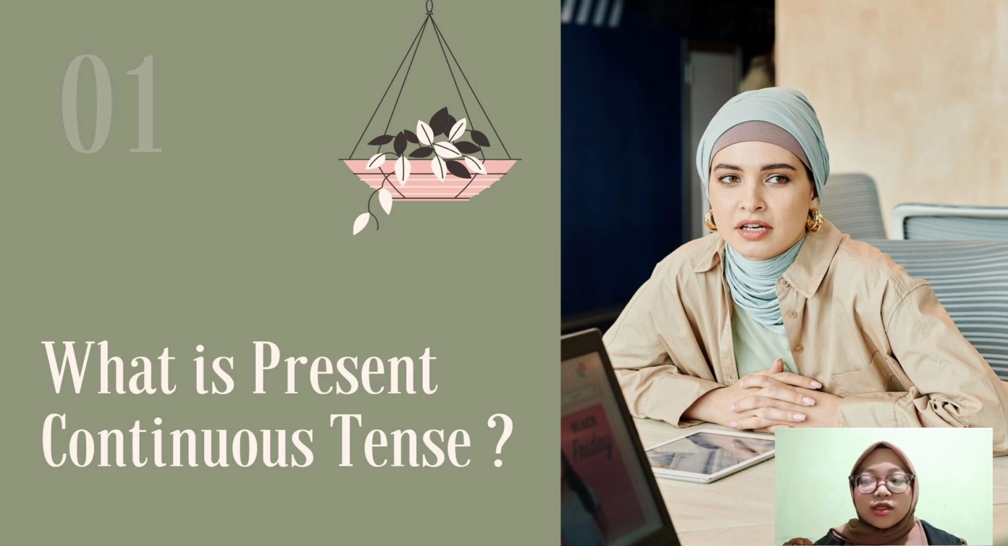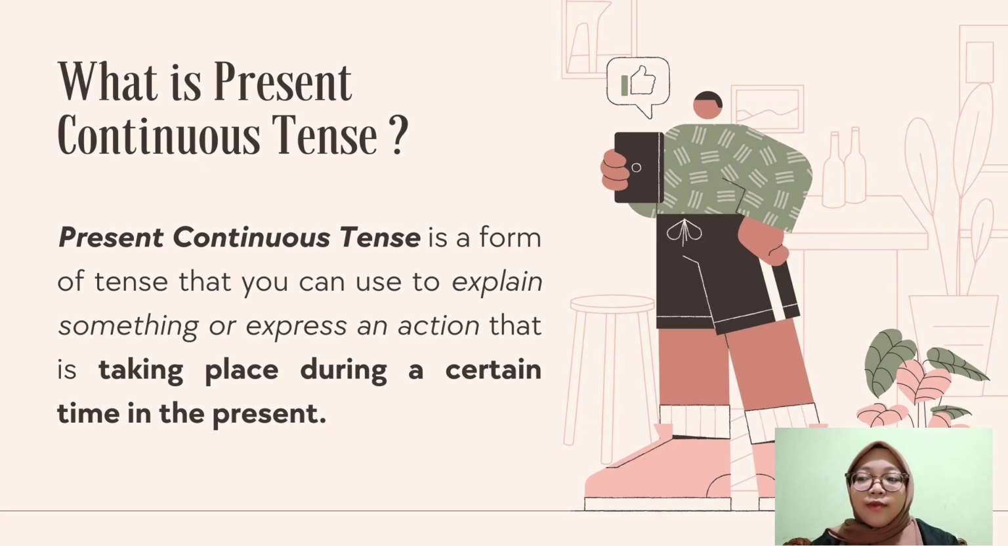Next, what is the present continuous tense? Present continuous tense is a form of tense that you can use to explain something or express an action that is taking place during a certain time in the present. So this tense is used to indicate an activity that is being carried out, usually marked by the word "again" or "moderate". This form indicates that the action begins before, is in progress at the present, and continues after the time or other action.